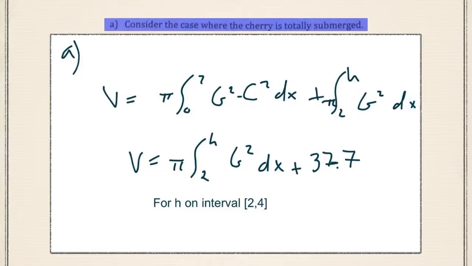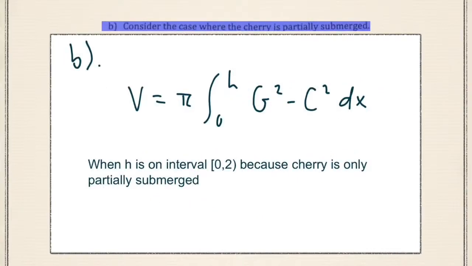To find the volume of the liquid around the cherry, you do pi times the integral from 0 to 2 of g squared minus c squared dx. This shows the washer method, where g is the equation for the glass and c is the equation for the cherry. Then you have to add pi times the integral from 2 to h of g squared dx, because it's just the volume of the liquid in the glass above the cherry, where h is on the interval of 2 to 4. You end up with an answer of volume equals pi times the integral from 2 to h of g squared dx plus 37.7. Okay, now we have to do part B.